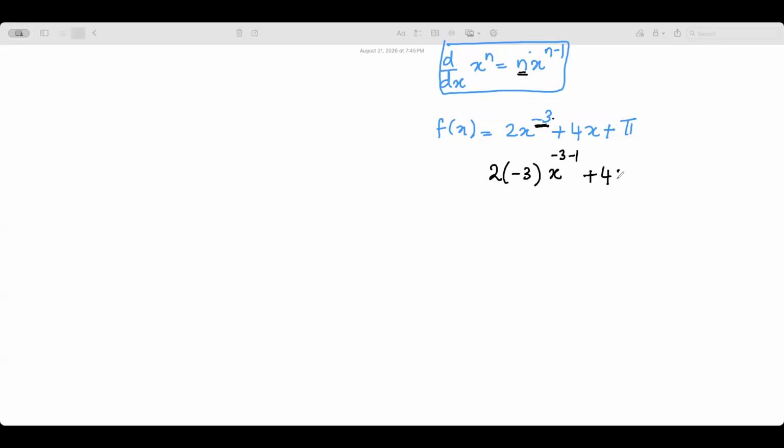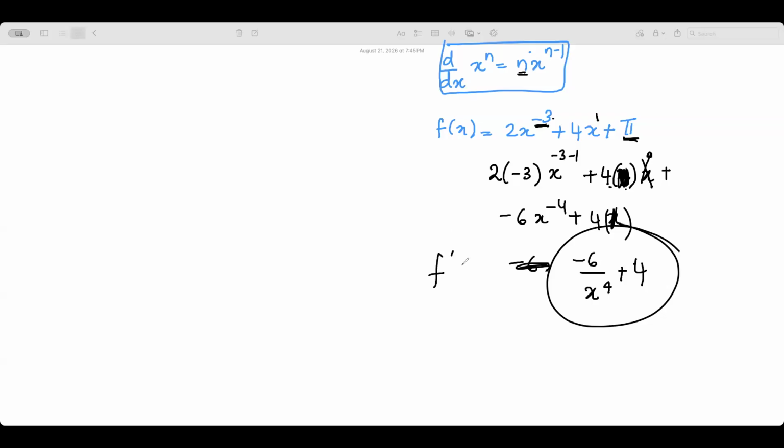See, what happens here is x power of 1 is there, right? So 4 times 1, n, x power of n minus 1 is x power of 0. X power of 0 is 1. That's why we get 4 times 1. And then differentiation of this constant pi is 0. So what happens here? Minus 6 x power of minus 4 plus 4x. Minus 6 x power of minus 4, how do you write? Minus 6 by x power of 4 plus, sorry, this is 1, right? This is 1. This is your answer. This is f dash of x.